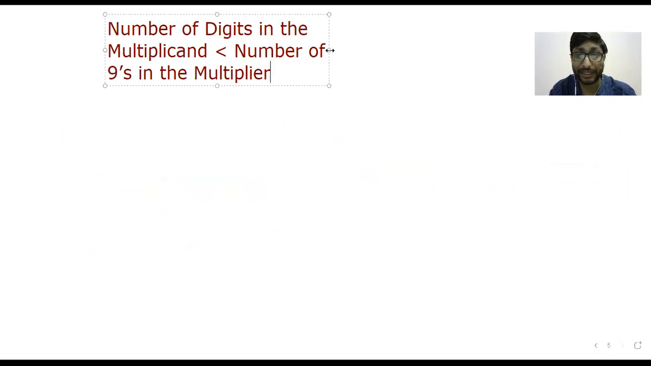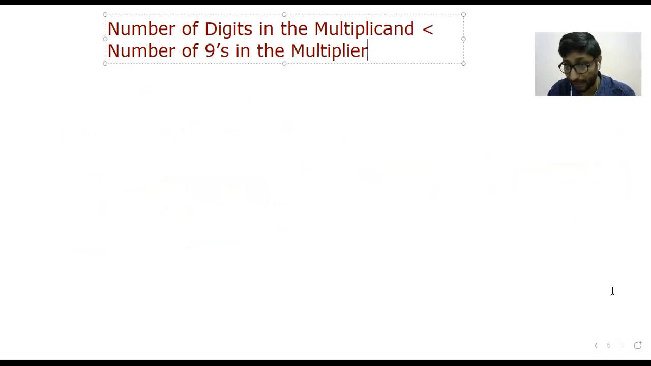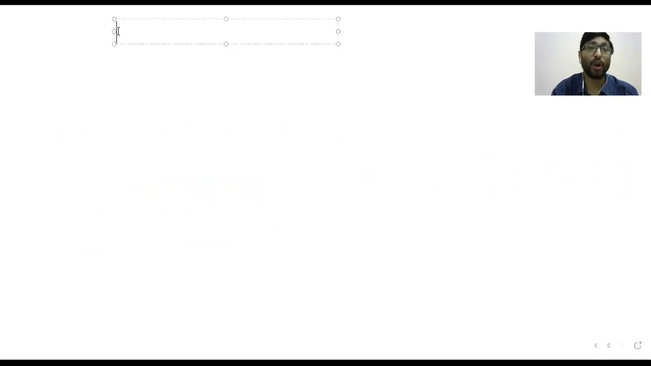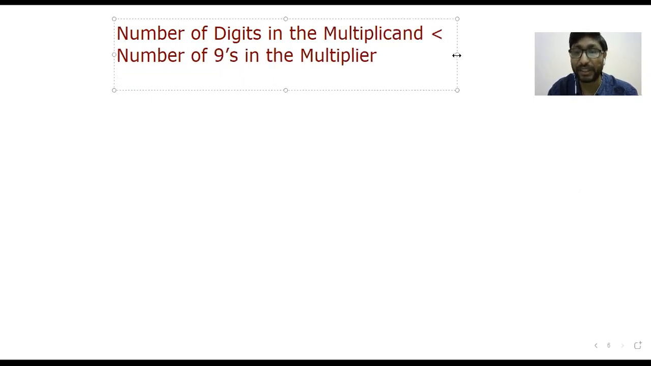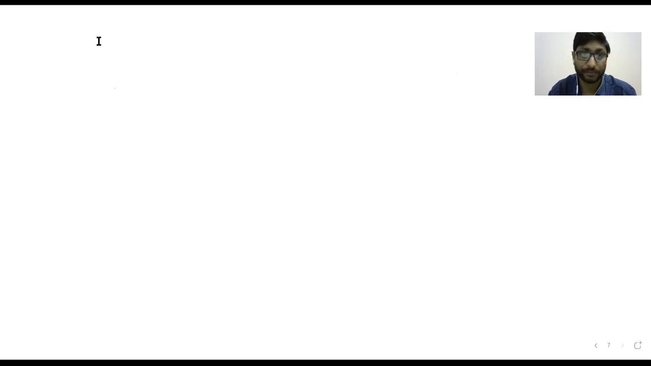As I told you, there are 3 logics with multiplication with the number 9. So I am going to show you the second model, type 2 of multiplication with the number 9.